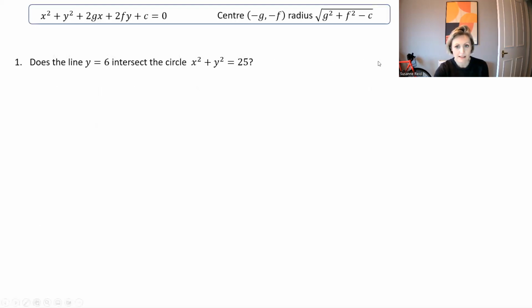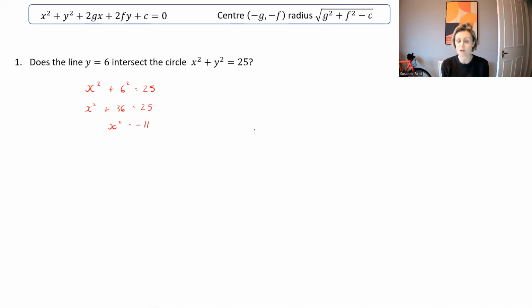Okay, so let's get started on some examples. So first of all, does the line y equals 6 intersect the circle x squared plus y squared equals 25? So there's no real way to begin this, but we have a value for y and we have an equation, so let's substitute it in and see what happens. So x squared plus y squared, which is 6 squared, equals 25. So x squared plus 36 is 25.